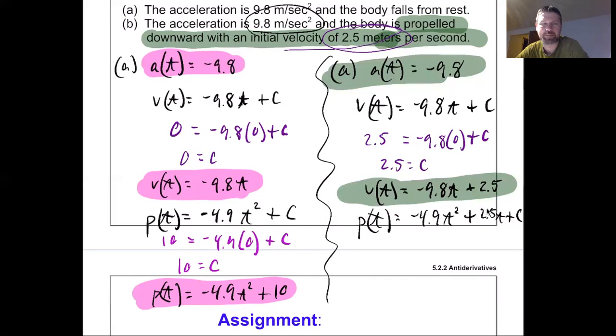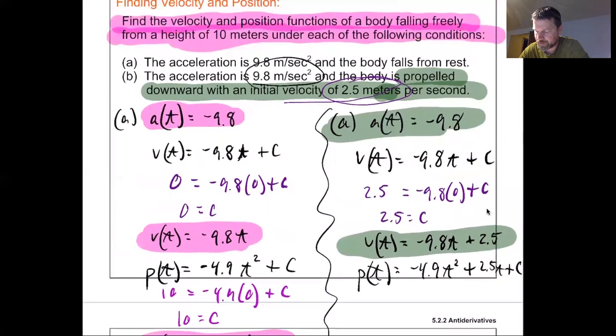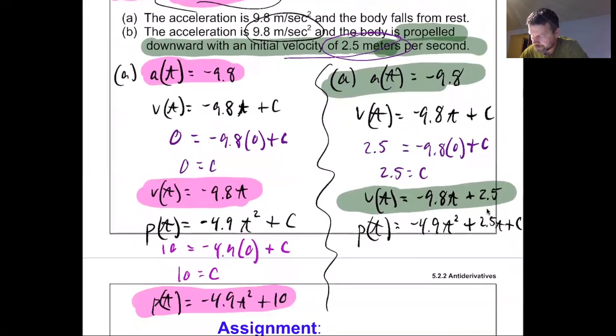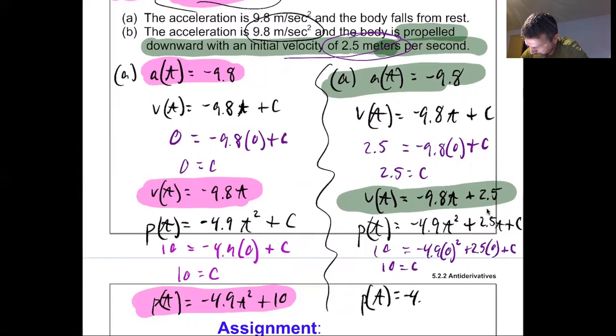To figure out that constant, plug in the last information. Again, we started from a height of 10 meters, so I know at time t equals 0, negative 4.9 times 0 squared plus 2.5 times 0 plus c. When I plug in a 0, I should get out a 10, which would make c again 10 in this case. And I've got my final position function: negative 4.9 t squared plus 2.5 t plus 10.